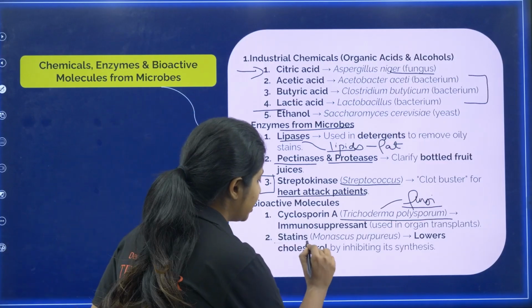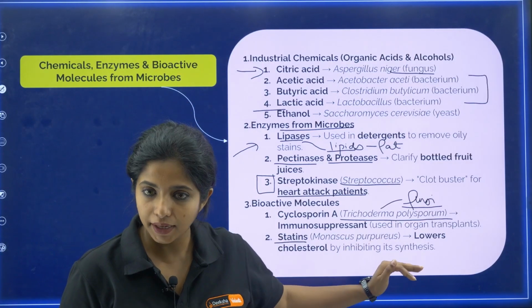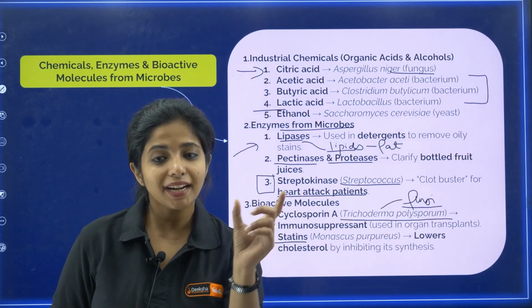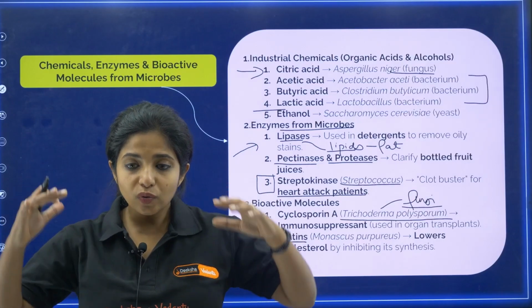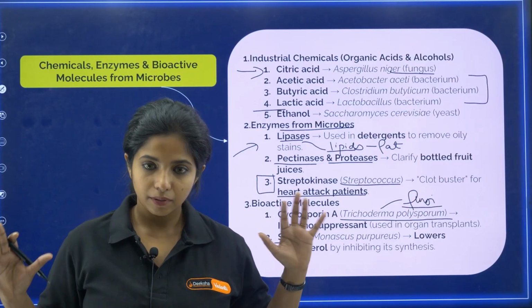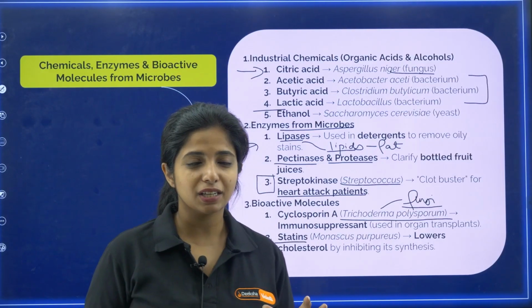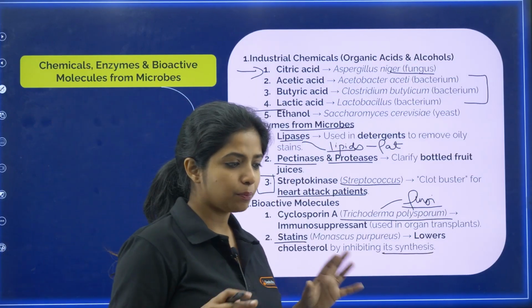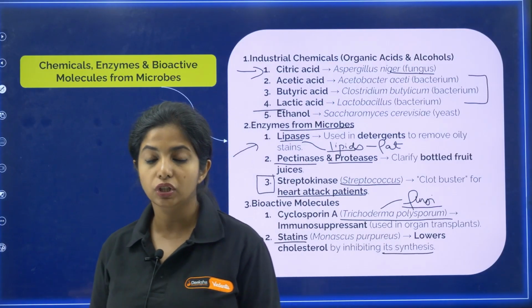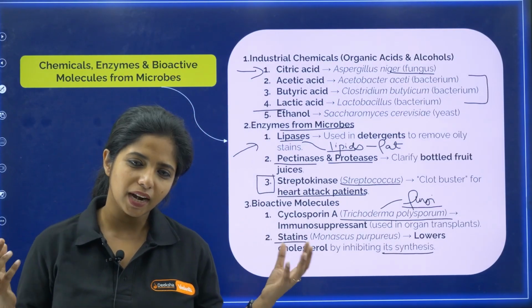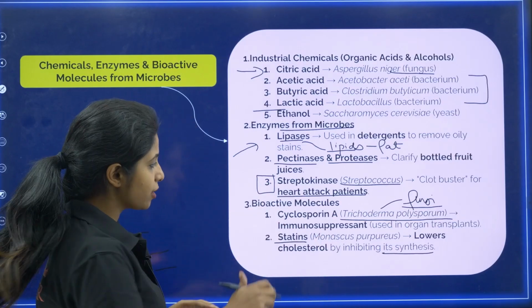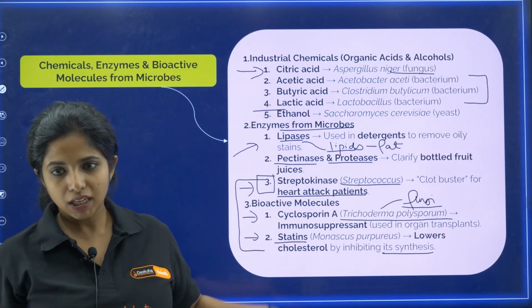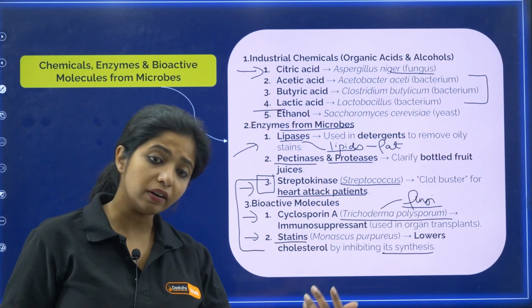Now the next thing is statin. Statin is produced by Monascus purpureus, my dear children. Statin stabilizes the blood cholesterol level. It lowers cholesterol by inhibiting its synthesis. Its synthesis is being inhibited because it goes and competes with the enzyme which is responsible for synthesis of cholesterol. That's how it works. We are not going that deep, but at least you should be knowing it. I'll put these three things together because it's totally different from what we are learning over here. That's how I usually learn it, and that's how I will recommend you to.